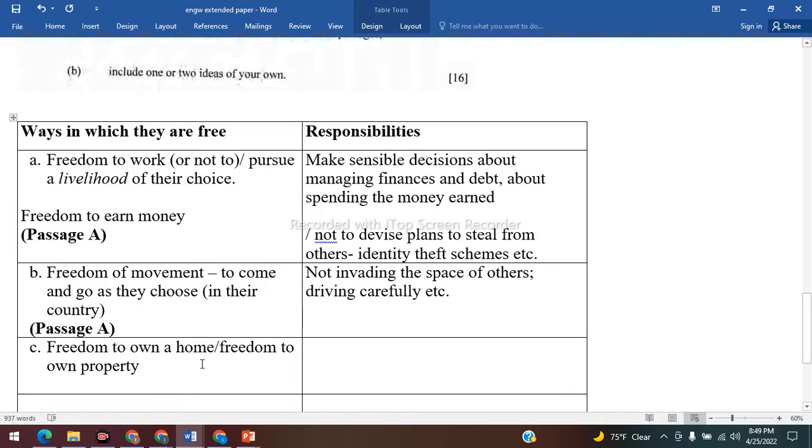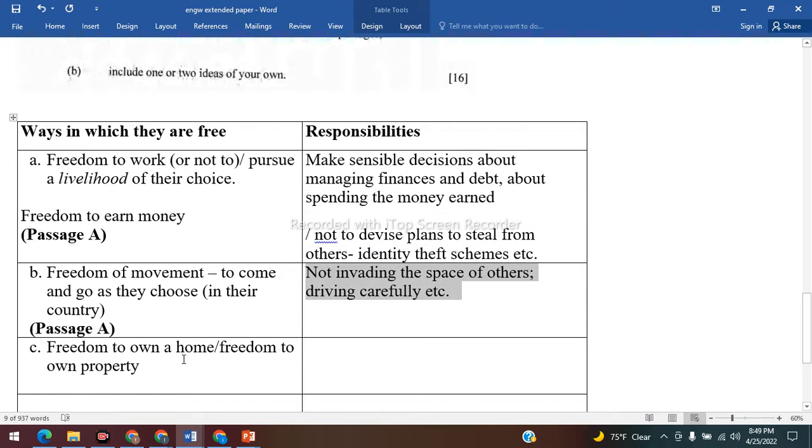They also have the freedom to pay tax. Okay, so the freedom of movement. So the responsibility that comes with that is that even though you have the freedom of movement to go to any country as you choose, the responsibility is that you want to try not to invade the space of others. Drive carefully, and stuff like that.